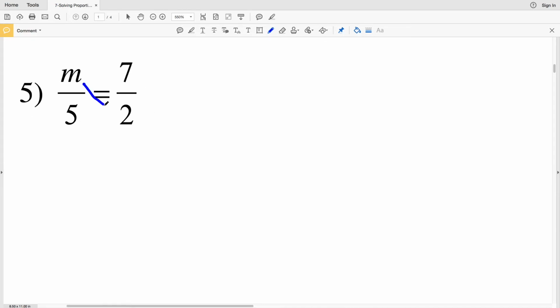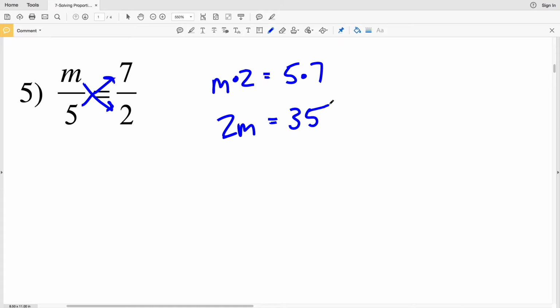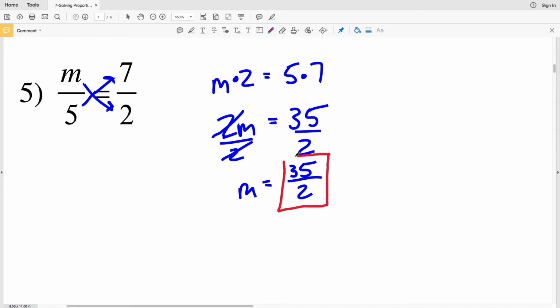And number 5, when I cross multiply, I'll multiply m to 2 to get m times 2, and I'm multiplying 5 times 7. M times 2 is the same as 2m, and that's equal to 5 times 7, which is 35. And when I divide both sides by 2, I'll get that m is equal to 35 divided by 2, since 35 halves is in simplest form.